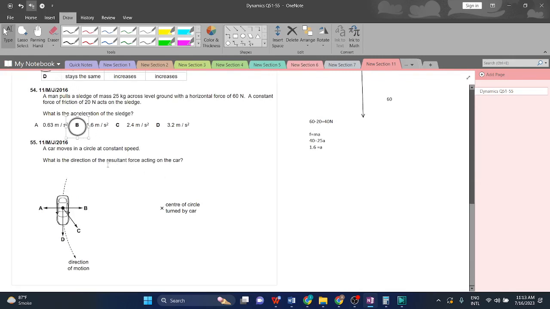Question 55. A car moves in a circle at constant speed. What is the direction of the resultant force acting on the car? Resultant force acting on the car will be towards the center. That's what the centripetal force suggests.